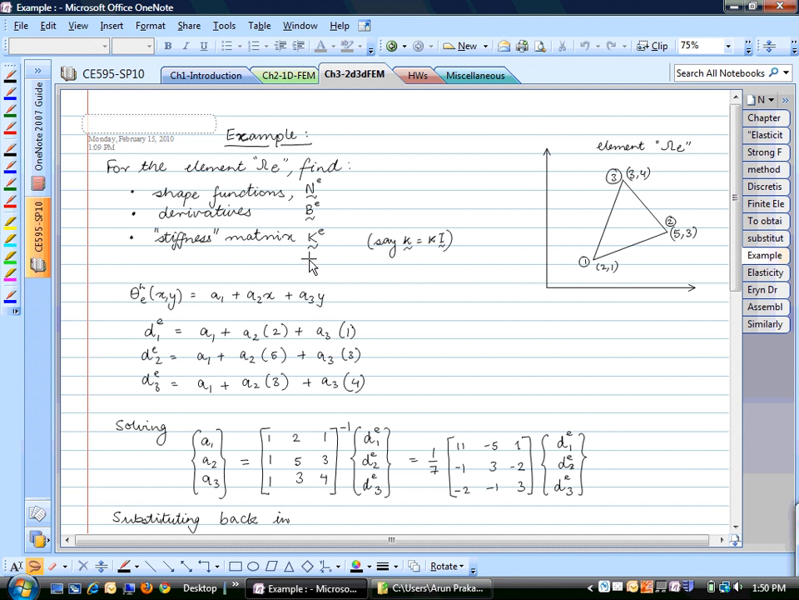And we want to find the stiffness matrix. And by the way, there is a handout for today. If you don't have it, does anybody need a handout? Okay, so please circulate that.